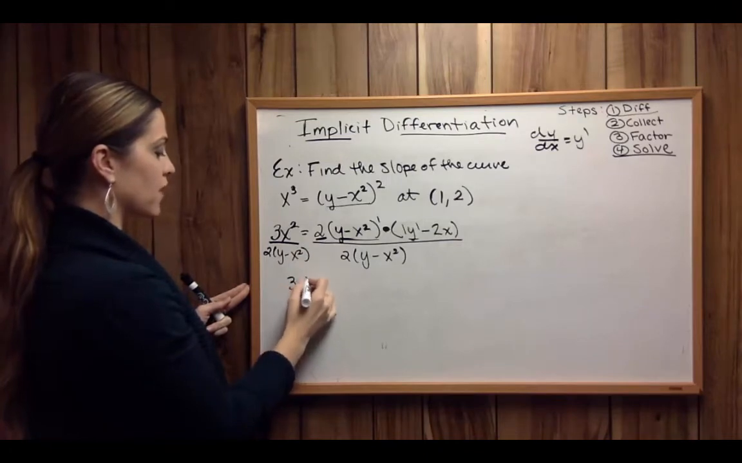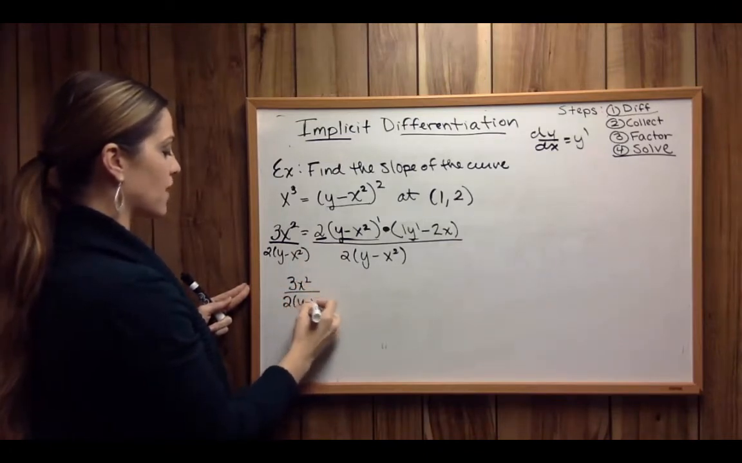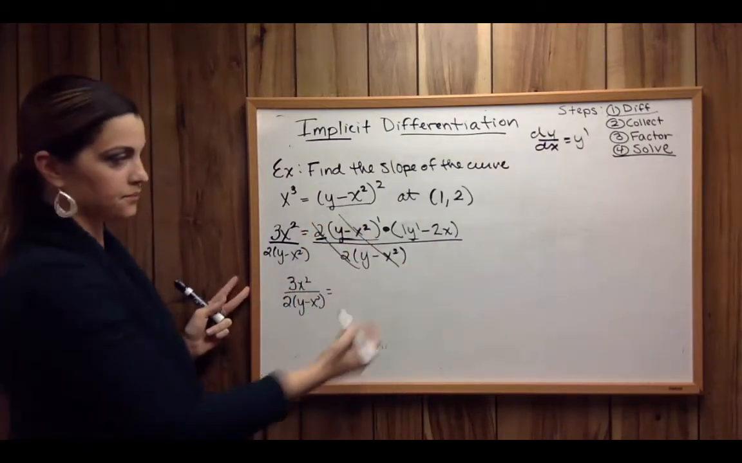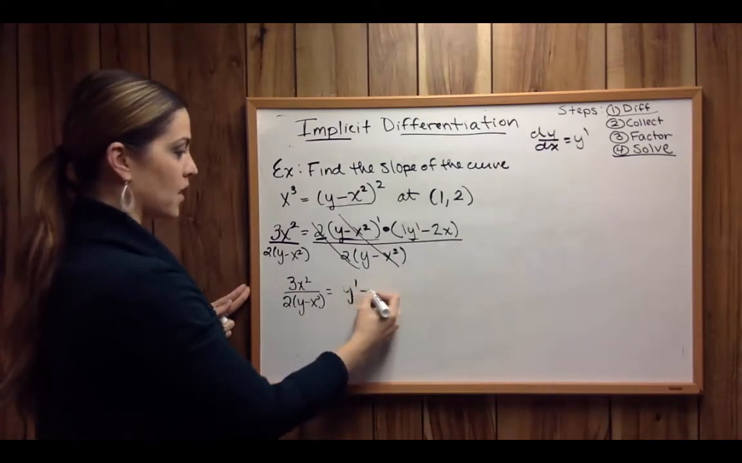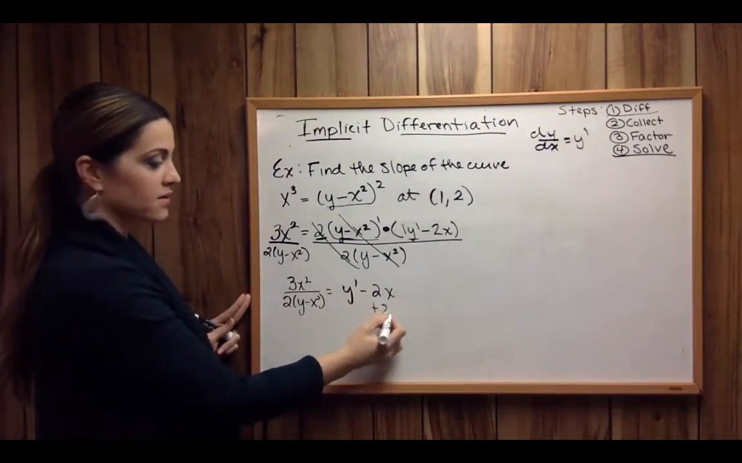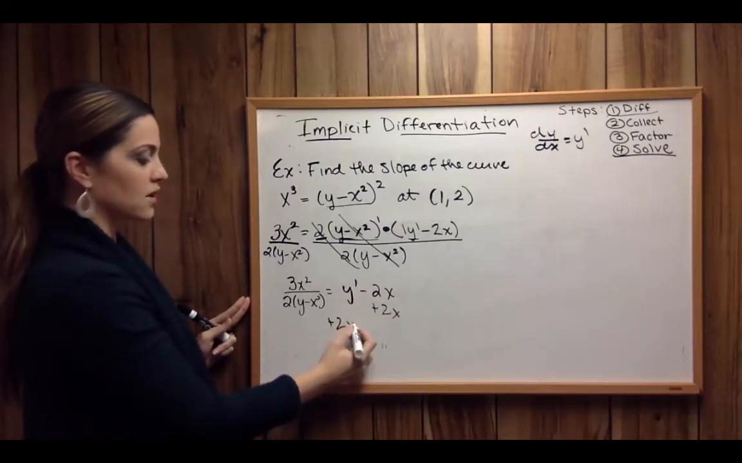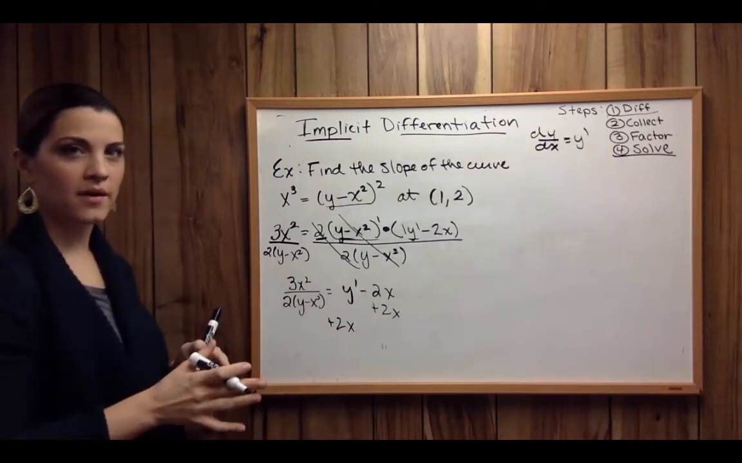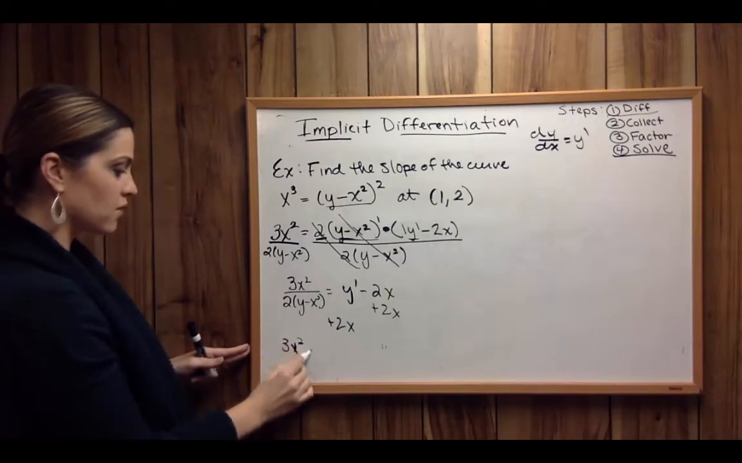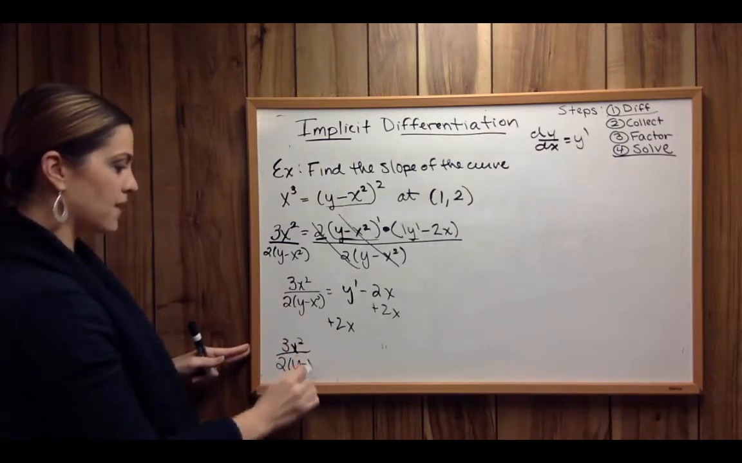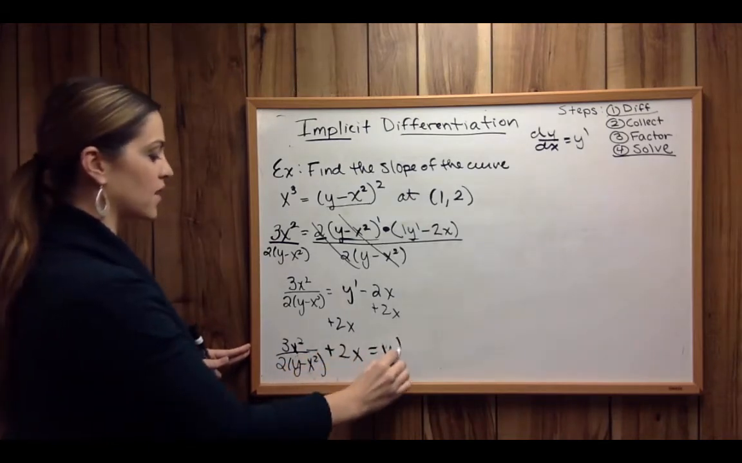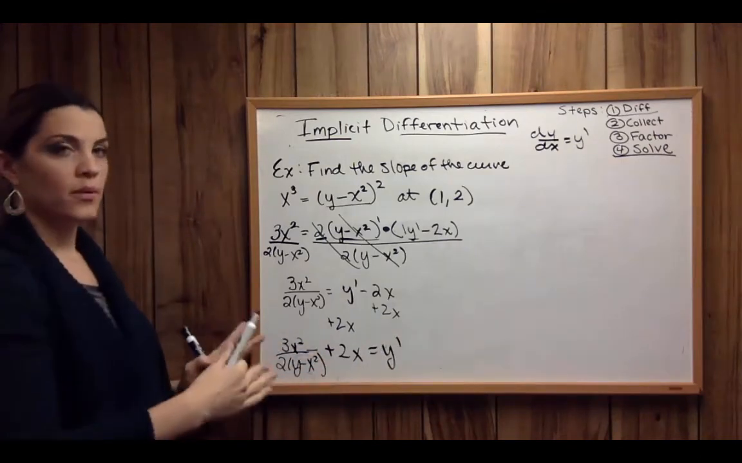So we get 3x squared all over 2y minus x squared equals, all of this cancels out, and leaves us with y prime minus 2x. And you're almost there, right? Because you want to solve for y prime. So add the 2x to the left side. Don't worry about having a fraction plus a term. That's fine. So you're going to get 3x squared all over 2y minus x squared plus 2x is y prime. Don't try to combine anything. Remember what the question was asking you for.